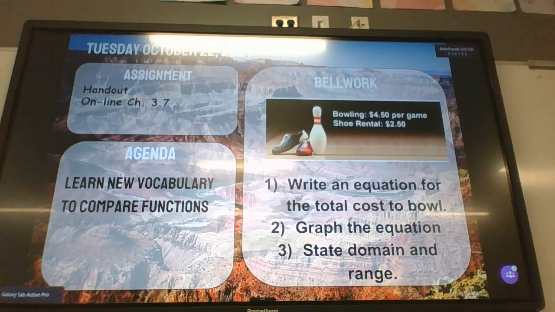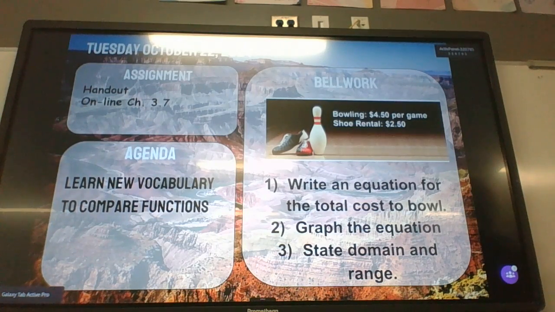Okay, so the answer to number one is y equals 4.5x plus 2.5. And x is the number of games you play or bowl, and y is your total cost. And you might think to yourself, I don't need an equation to figure out how much it's going to cost me to go bowling. I just do 4.5 times 2, get out my phone calculator, add the shoes, and that's how I figure it out.